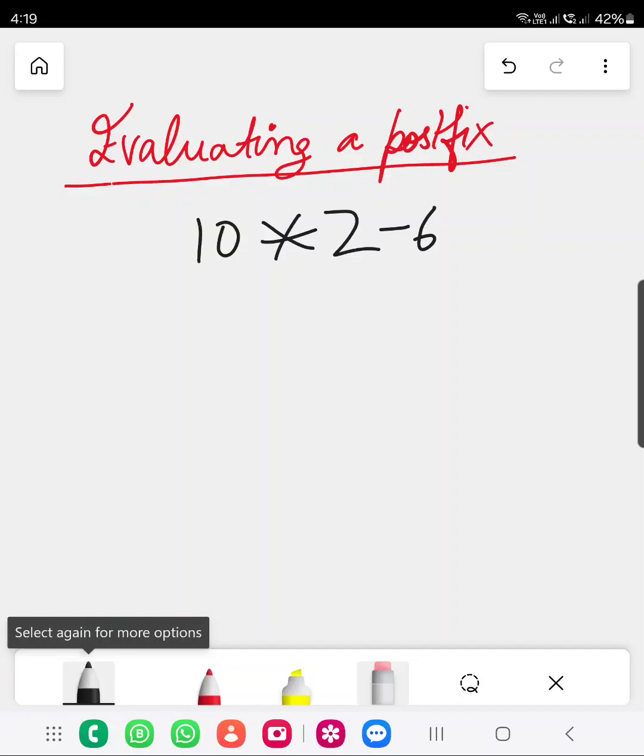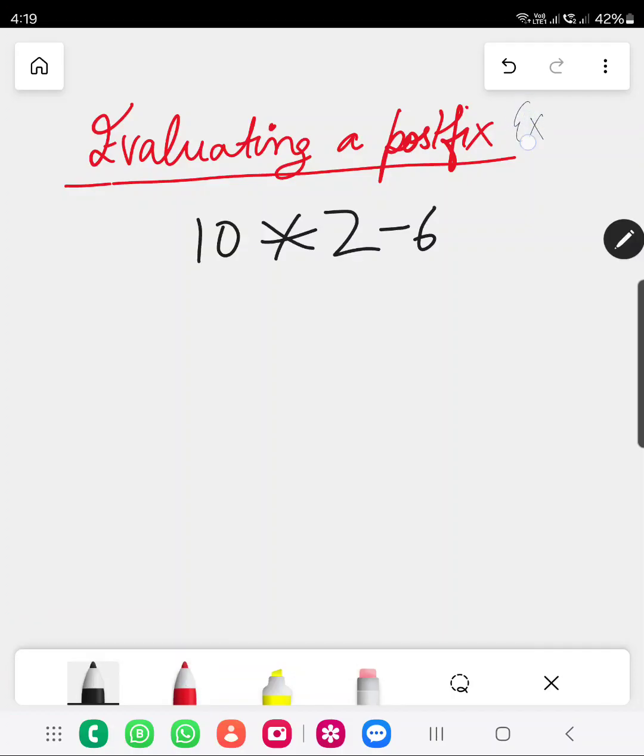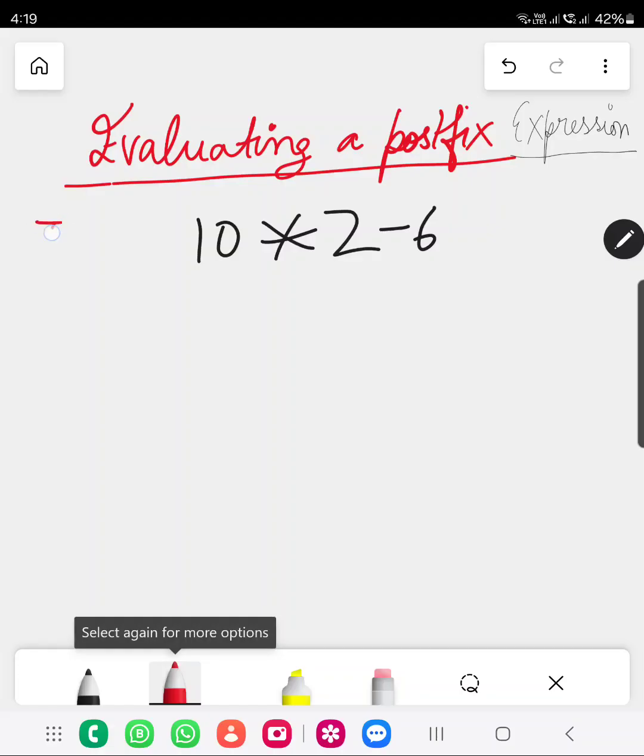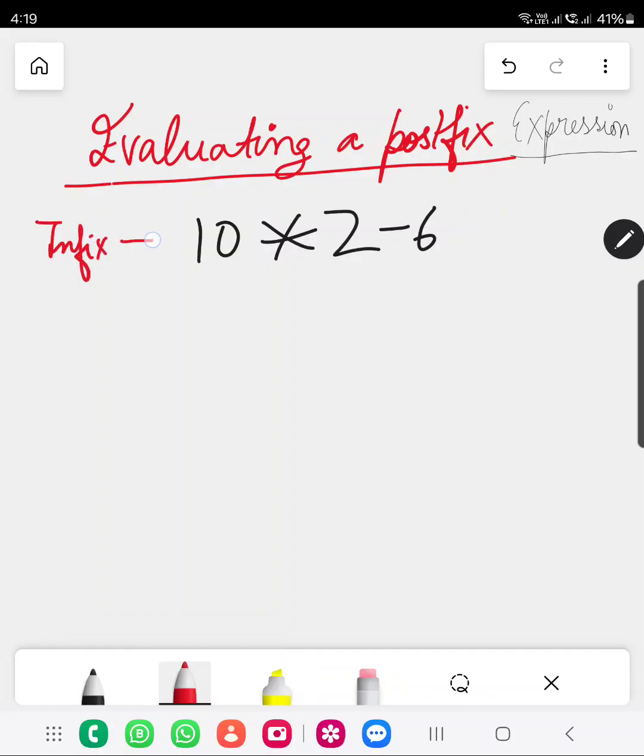Today we will talk about evaluating a postfix expression. The given expression that we have is an infix expression, and this infix expression has to be converted into postfix. We have already seen how to convert an infix expression into a postfix expression in the previous videos. So I'm doing it directly here. So we will have 10 2 multiply, and then we have 6, and then we have minus. This is the resultant postfix expression for the above infix expression.